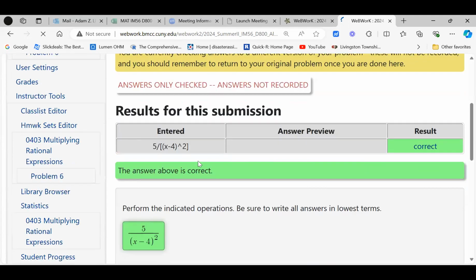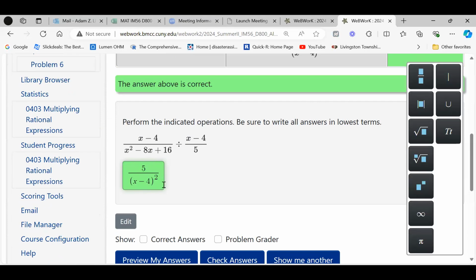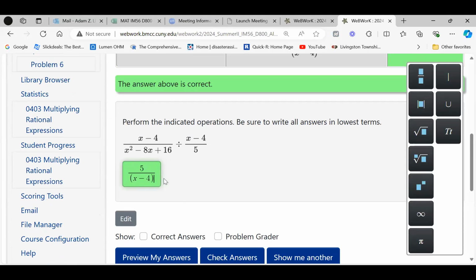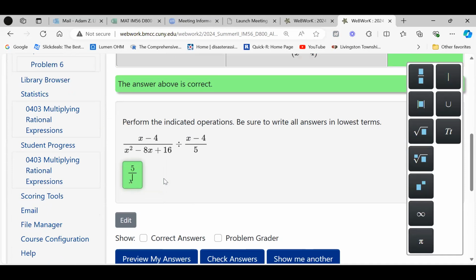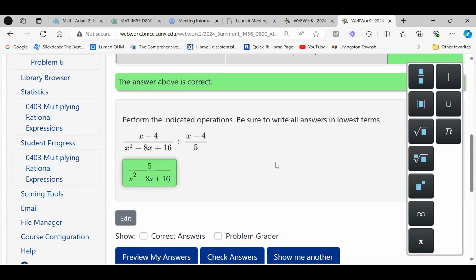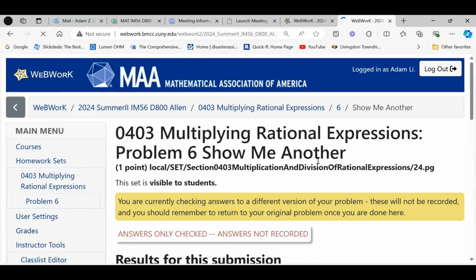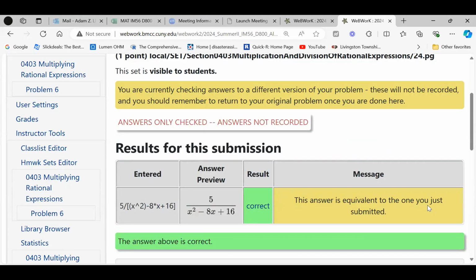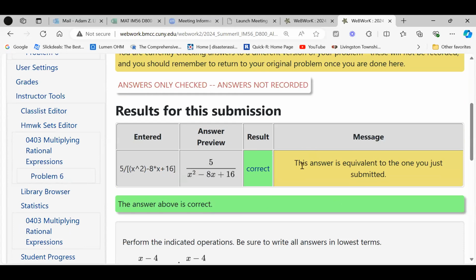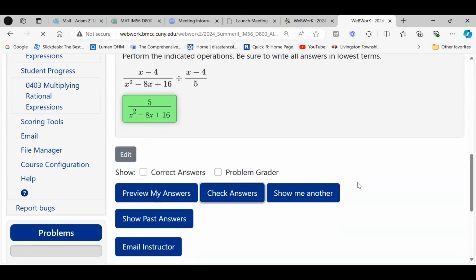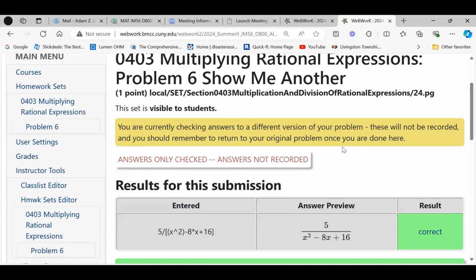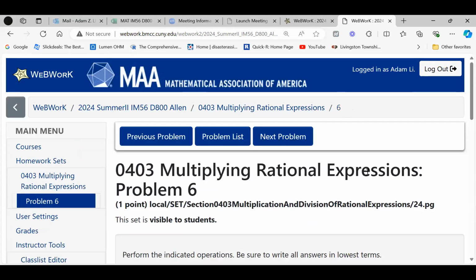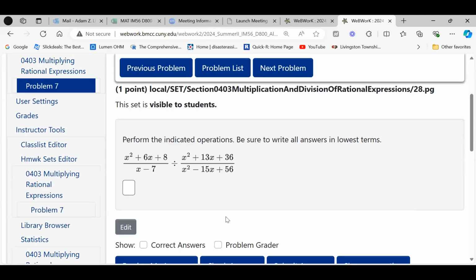Yeah, it's good. Also, you can just write the original denominator, right? Not a problem. You can just do x squared minus 8x plus 16. If you don't want to factor at all, it should be equally good for the system. Okay, you see, it's correct, but equivalent to the one just submitted. Yes, but it's correct. Okay. So, any question about this? No. Very good.